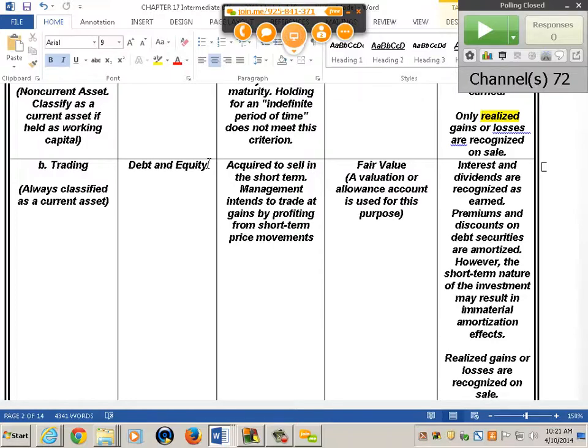Now, when you look at the company's organization structure, it's either going to be a company that has a treasury department or a treasury function that trades these securities on a regular basis, or it's going to be a financial service company where you would find a trading portfolio. Trading portfolios are not all that common in industrial companies unless they have a treasury department that trades securities for a short-term gain. So it has to be part of your normal operations.